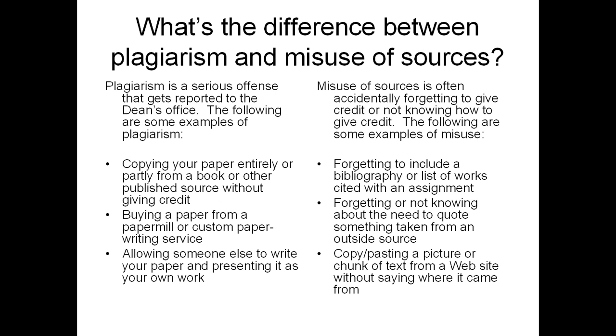Now, there are two different categories of issues that might happen here. The left-hand column is what we call plagiarism, and plagiarism is a serious offense that gets reported to the dean's office. Examples of plagiarism would be things like copying your paper entirely or partly from a book or other published source without giving credit. If you just copy, paste, or transcribe something from another source and say that you wrote it when you didn't actually write it, then that is plagiarism.